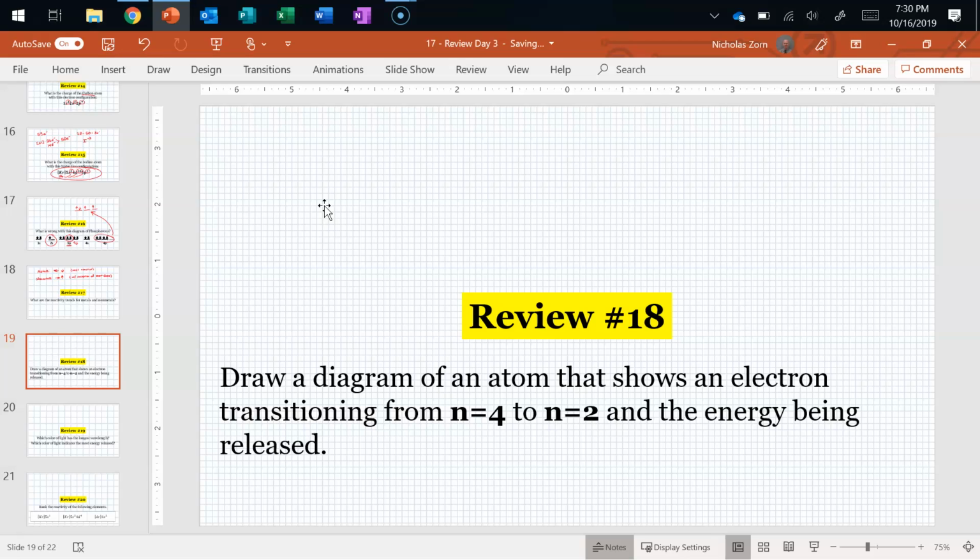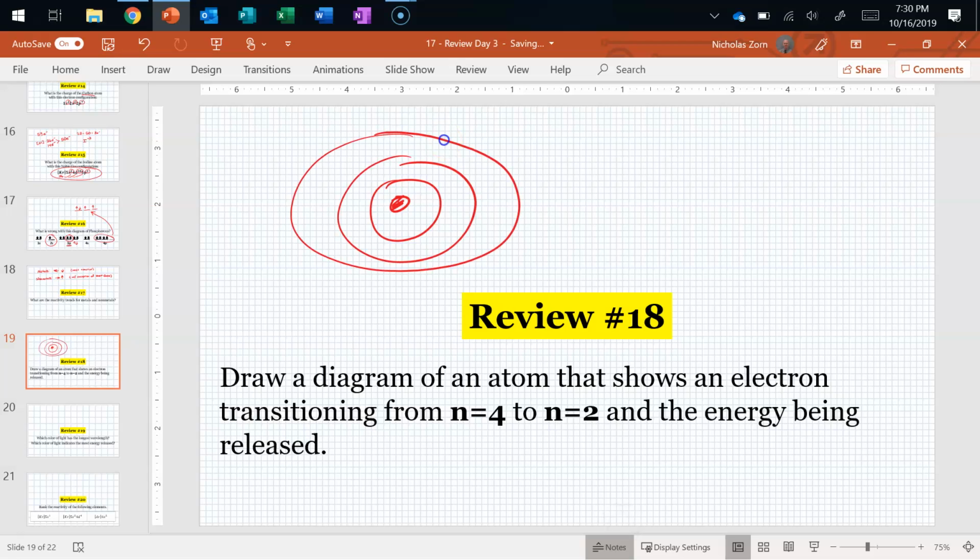Draw a diagram for an atom that shows an electron transitioning from the 4th energy level to the 2nd energy level and energy being released. Okay, so we've got our nucleus. Let me draw here. So this is n equals 4. The second one will be 3 and then 2. So we've got going from 4 to energy level 2, and then we've got our photon being released. That's pretty much it, because this would be n equals 3 and then n equals 2. Good enough.